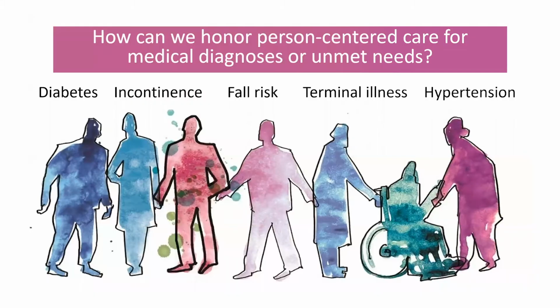So I started thinking about, well, how is it we can honor person-centered care for medical diagnoses or unmet needs, diabetes and incontinence and fall risks and terminal illness and hypertension? Are there nuances that are unique to this particular resident that, as they live with and manage, for example, incontinence, what are some things that are really important to them? And this is where we bring in elements of person-centered and also trauma-informed care.